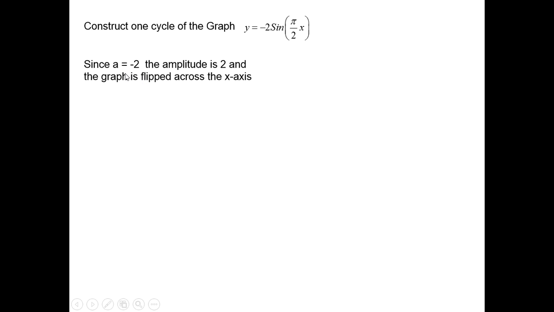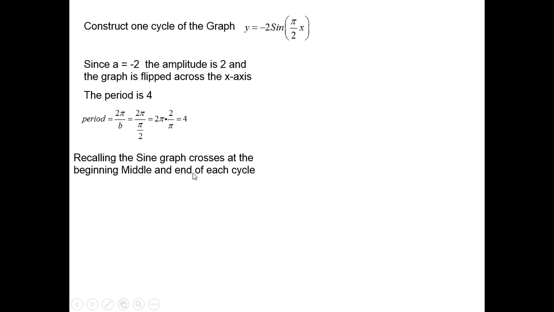Since a is -2, the amplitude is 2, and also the graph is flipped across the x-axis. Why is the period 4, not 4 pi? Because the b value is pi over 2, and the period is 2 pi divided by b, so it's 2 pi divided by pi over 2. Reciprocating and changing the sign of multiplication, you can see we have a nice cancellation. So the period is 4 units. Not your usual 6.28 units, but 4 units.